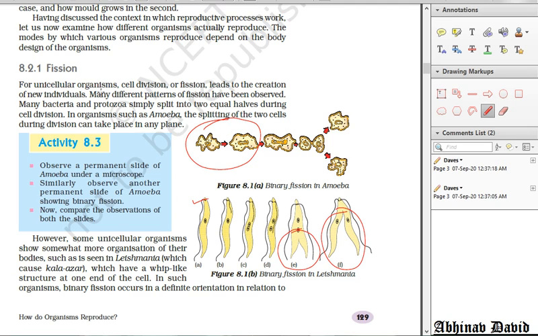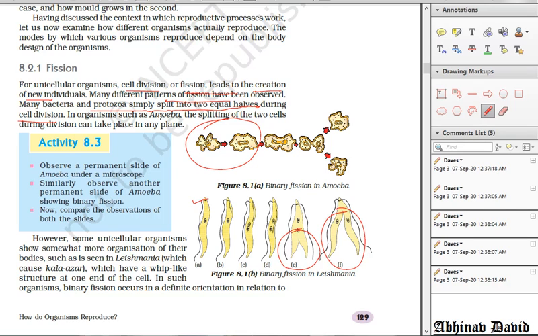For unicellular organisms, cell division or fission leads to the creation of new individuals. Many different patterns of fission have been observed, but in this book we have two patterns. Many bacteria and protozoa simply split into two equal halves during cell division, and such splitting during cell division is in any plane. Any plane means it can divide through any place.